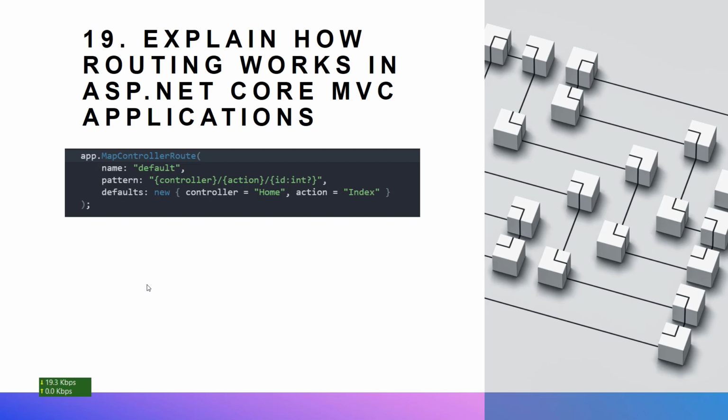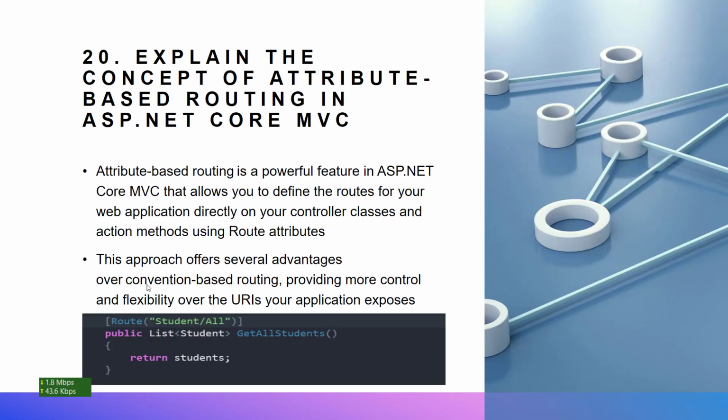where the pattern would be controller name, then action, for example add, update, delete, and then a parameter, which should be an integer variable. Like when we pass the value 1, for example the client ID 1, it will get that data. That is what we have to configure in our application for map controller route.